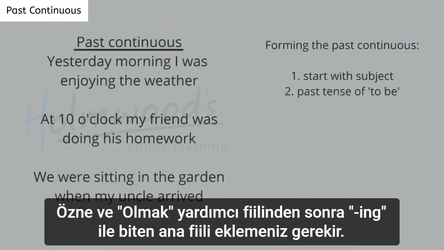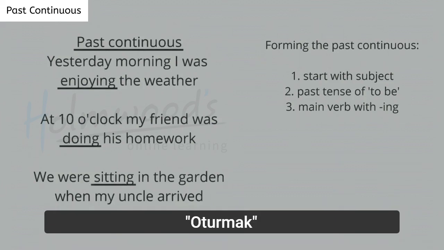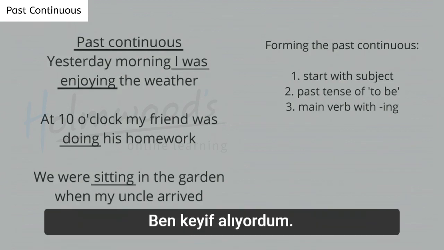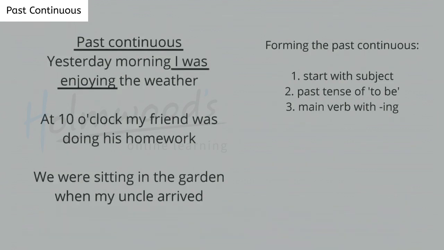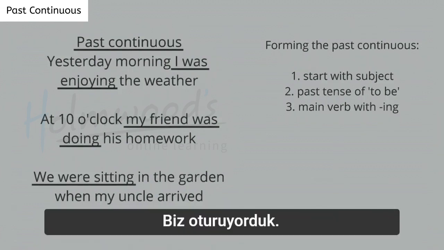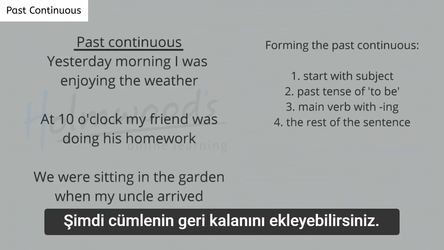After the subject and the auxiliary verb to be, you have to add the main verb ending with ing. So, for example, enjoying, doing, sitting. We have now got the main part of the sentences with the past continuous. I was enjoying. My friend was doing. We were sitting. You can now add the rest of the sentence.